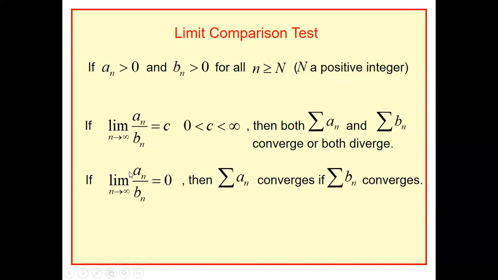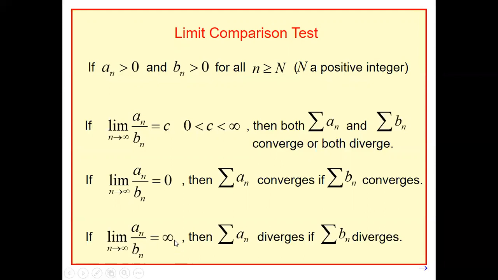Well, what else is true? If that ratio comes out to be 0, then my original series converges if the series I'm comparing it to converges. And also, if it comes out to be infinity, then the original series that I have diverges if b sub n diverges. All right, so this is my limit comparison test, and this is also on my flow chart. You can see it's right next to the comparison test, which on the flow chart is the direct comparison test. You can see those inequalities.